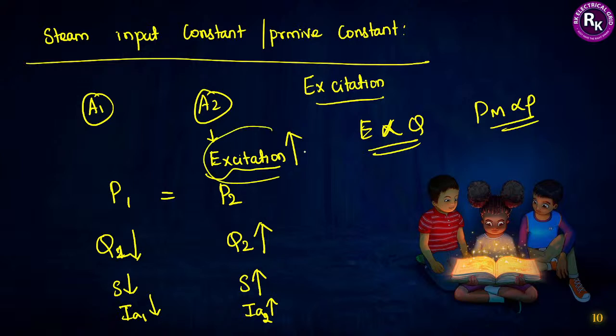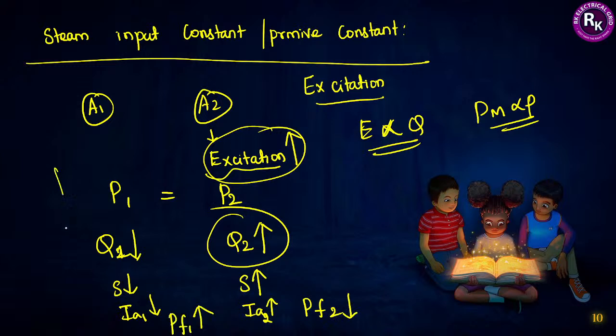Whereas, when you observe the power factor, since we are increasing the excitation, it is increasing the reactive power. The moment your machine starts delivering more and more reactive power, the power factor of the machine will become poor. So what will happen here is the power factor of machine 2 will decrease, and the power factor of machine 1 will increase. That's all. I hope you all understood the difference between these two.